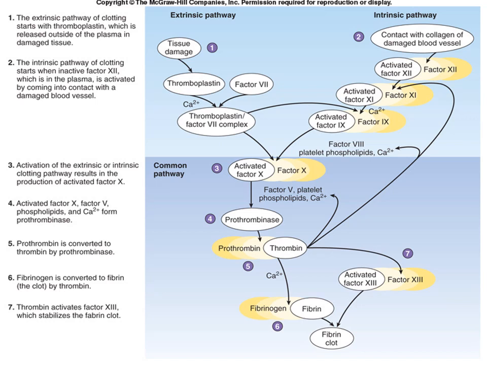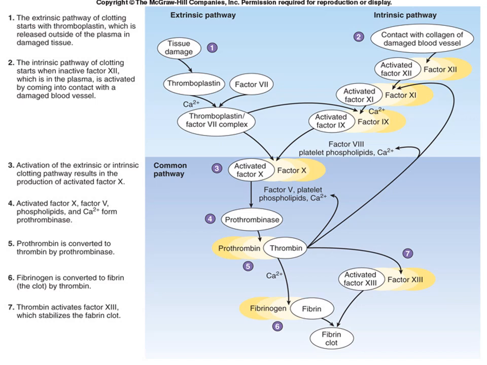Notice that we've got 13 different factors involved with this process. It's a cascading event that once initiated will continue through the different steps, as long as we have all the factors in place, and ultimately we're going to convert fibrinogen to fibrin. Thrombin will be the enzyme that's going to catalyze that reaction, fibrinogen to fibrin, to create the fibrin clot.